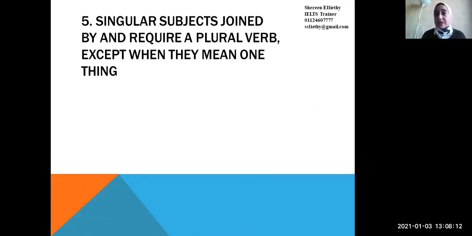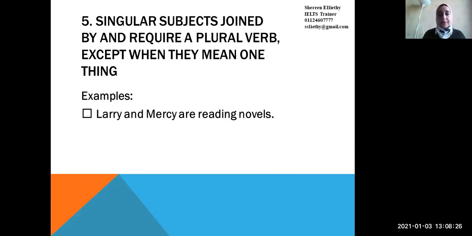Rule number 5. Singular subjects joined by and require a plural verb, right? Again, singular subjects joined with and require a plural verb, except when they mean one thing. For example, Larry and Mercy are reading novels. Larry is singular, Mercy is singular. If I join them with and, I will have a plural subject, okay? So in this case, I need a plural verb.